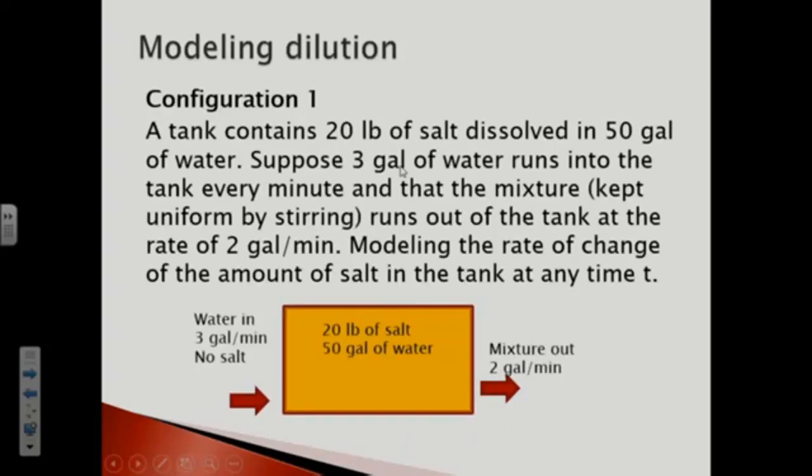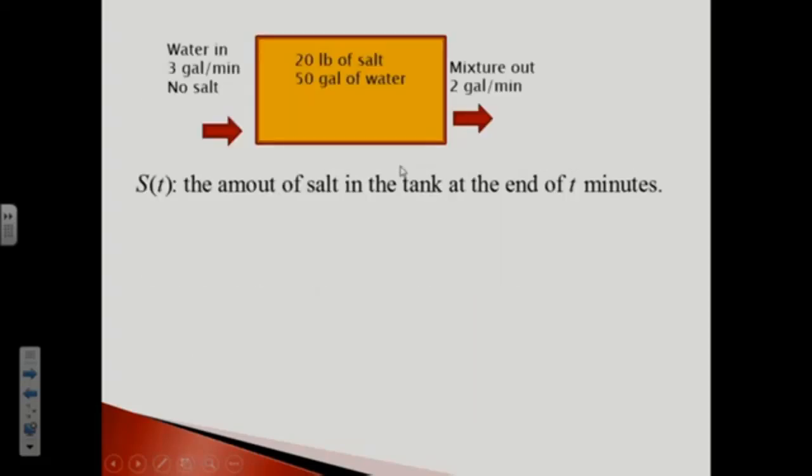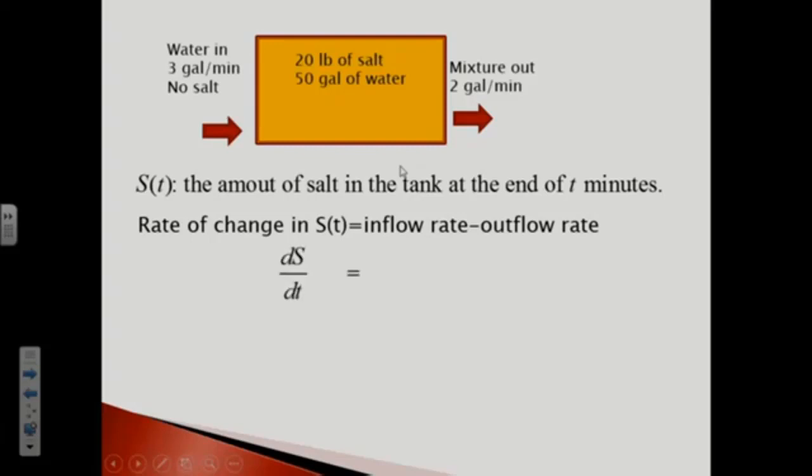Now we are going to model a dilution problem. Configuration 1. A tank contains 20 pounds of salt dissolved in 50 gallons of water. Suppose 3 gallons of water runs into the tank every minute, and that the mixture, kept uniform by stirring, runs out of the tank at the rate of 2 gallons per minute. Model the rate of change of the amount of salt in the tank at any time t. Let S(t) denote the amount of salt in the tank at the end of t minutes. The rate of change in S(t) is the difference of the inflow rate and the outflow rate. Because the water that flows into the tank contains no salt, the inflow rate is 0.